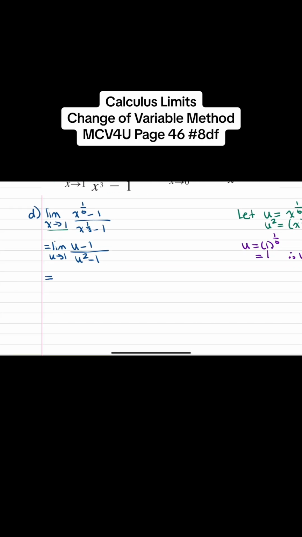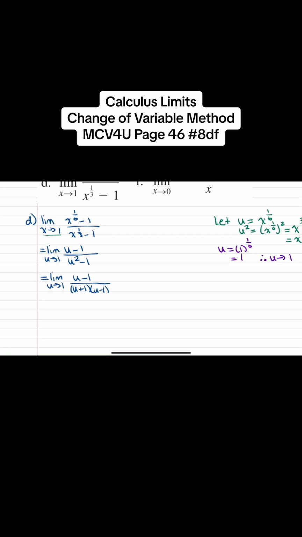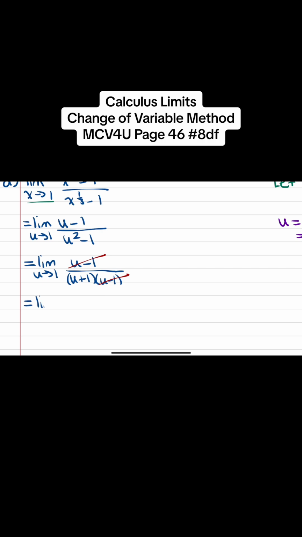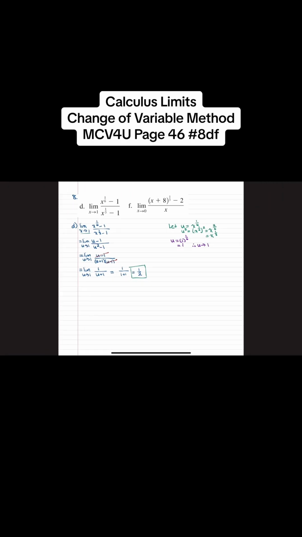Now I notice at the bottom I can factor this because this is a difference of squares. I can now rewrite this as the limit as u approaches 1 of u minus 1 all over u plus 1 multiplied by u minus 1. I now see that the u minus 1 simply cancel out, leaving me with the limit as u approaches 1 of 1 over u plus 1. I can now get rid of my limit notation and just go ahead and plug in 1. This leaves me with 1 over 1 plus 1, which is 1 over 2. You can also write 0.5 as your answer.